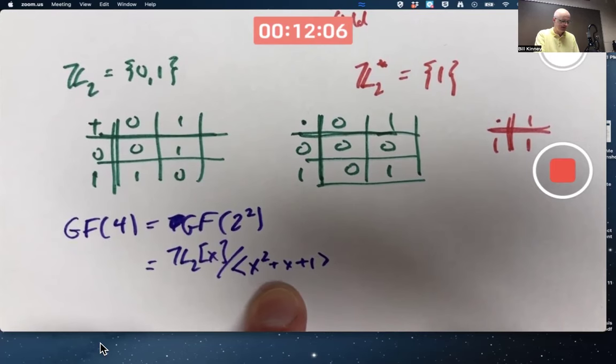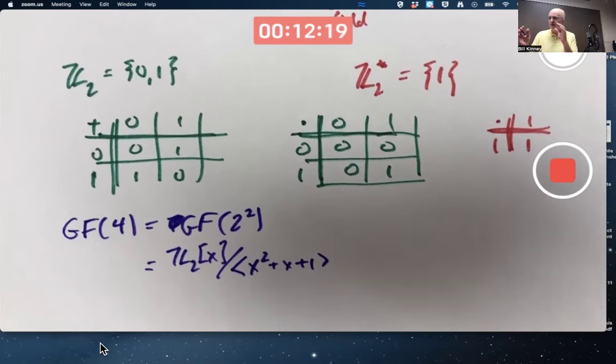Try it. 0 squared plus 0 plus 1 is 1, not 0. 1 squared plus 1 is 3, mod 2 is 1, not 0. So that's a quadratic that's irreducible over Z2. It's got degree 2. Remember, you can always just check the zeros if it's got degree 2 or 3.